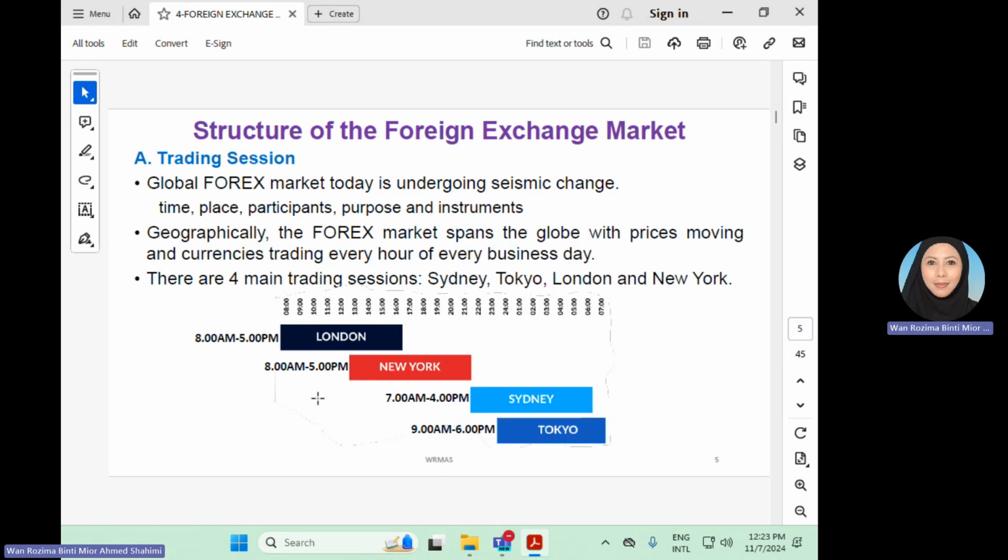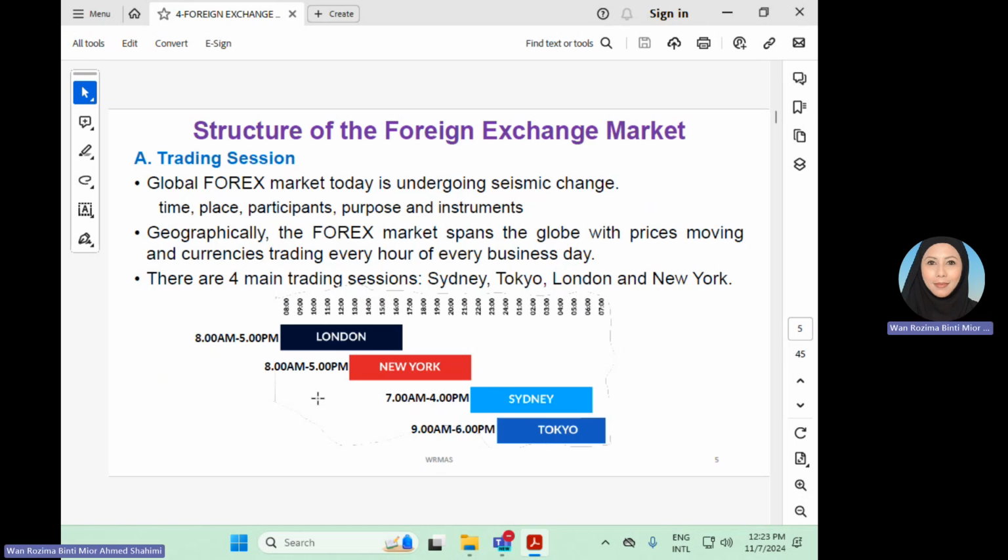Now, this one is just information. Trading session: the global forex market today is undergoing seismic change, meaning rapid change in time, place, participants, purpose, and instruments. Actually, this one is not that important. It's just for the sake of your knowledge.